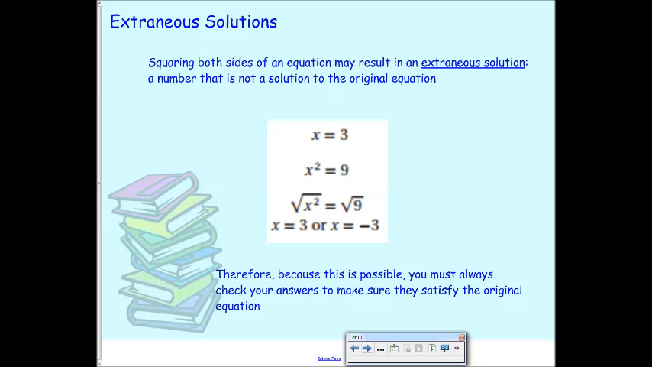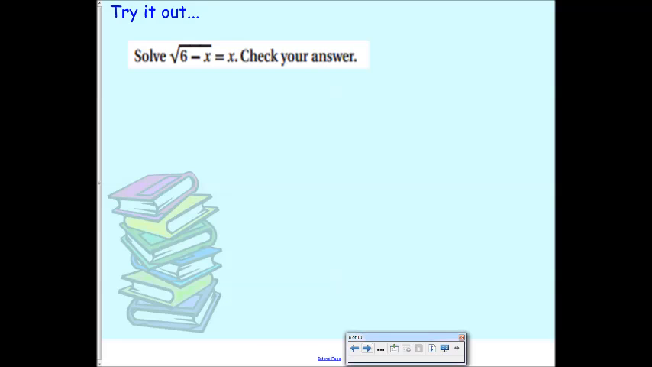So take a look here. What's happening here? We've got radical 6 minus x equals x. So how do I get rid of the radical here? So if I square that and square that, what happens on the left side? So I just have 6 minus x, and then what do I have here? X squared.